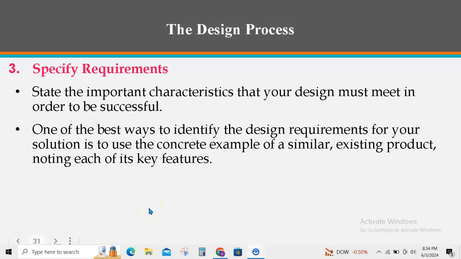The next step is to specify the requirements. That is, you have to specify or understand what all are the design requirements.